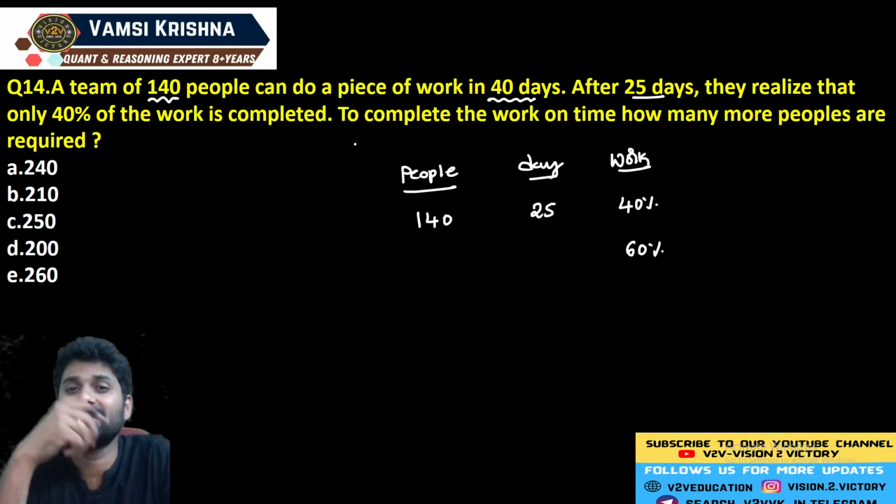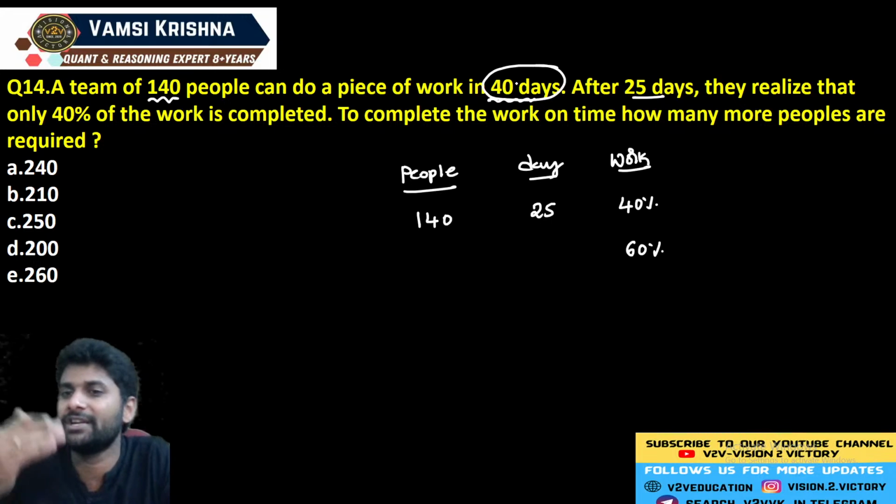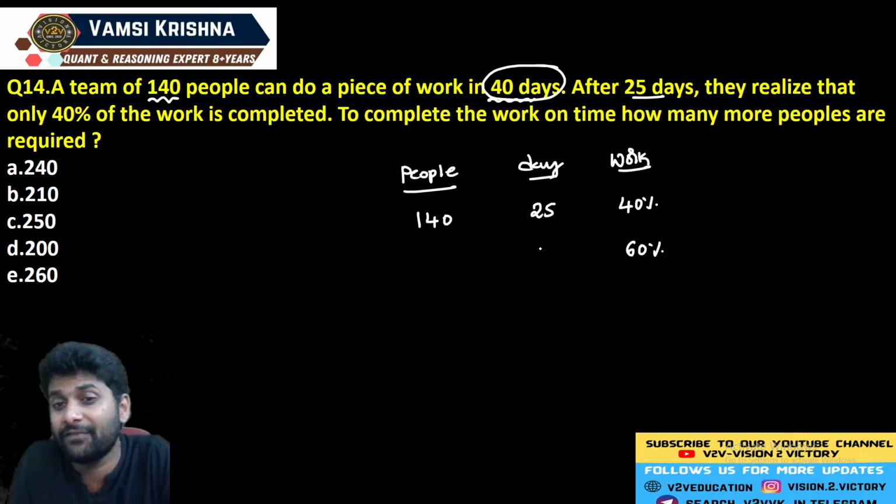And they clearly mentioned that to complete that work on time. So you already know the total time for the whole work is 40 days. 25 days are already completed, left with 15 days. So if you want to complete 60% of work in 15 days, how many people do we require?